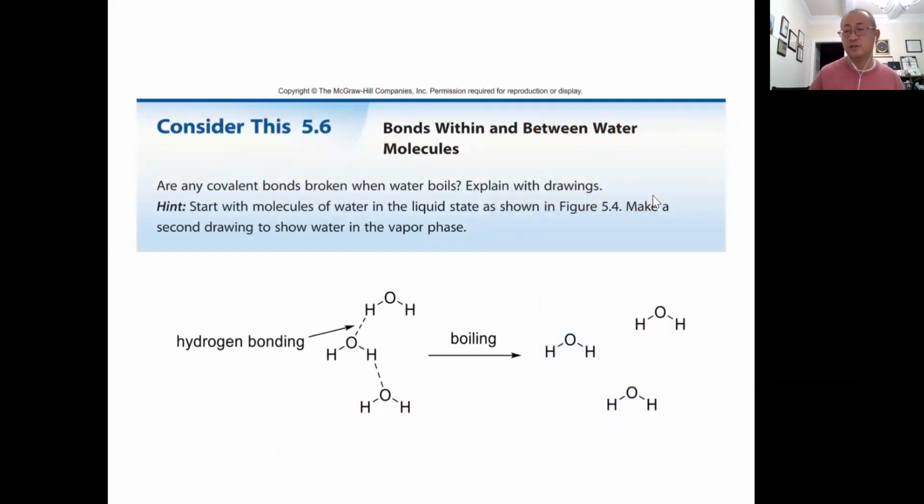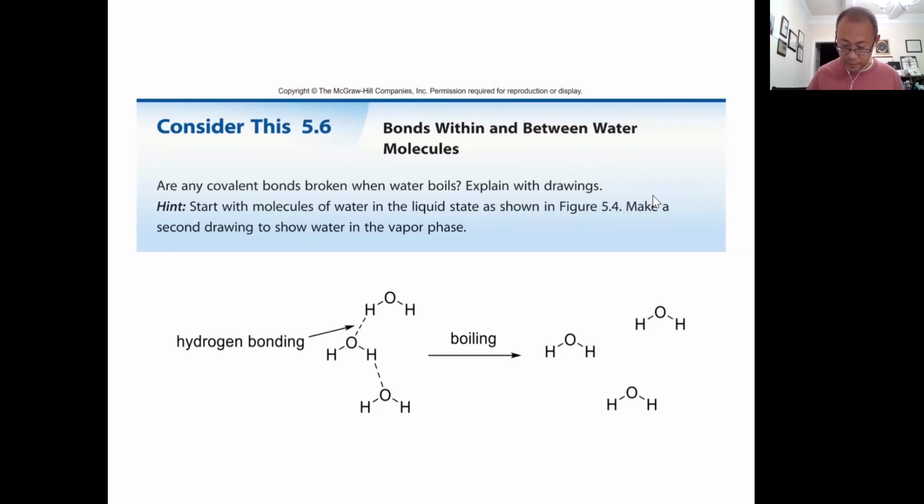I show you my answer here. It asks you not only to demonstrate what hydrogen bonding is, using dashed lines between water molecules, between the O of one molecule and the hydrogen of another water molecule, but also to show which bonding or interaction is broken when you boil water. We're actually breaking hydrogen bonding when you change water from the liquid to the gas state.